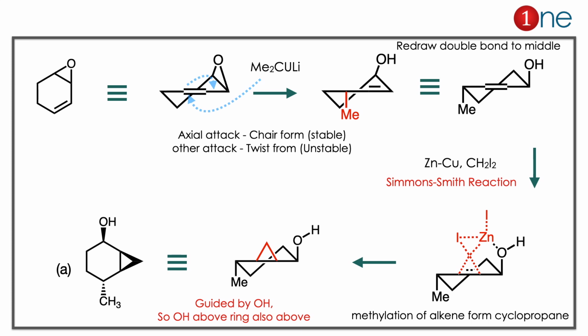Here you have to learn 2 important things. One is axial attack. Axial attack is very important in terms of cyclohexene. If you attack in the axial position, you have the chair form. Otherwise you have an unstable twisted boat form. Then the Simmons-Smith reaction. The Simmons-Smith reaction is normally used for methylenation of alkenes. So here guided methylenation occurs through the alcohol group.